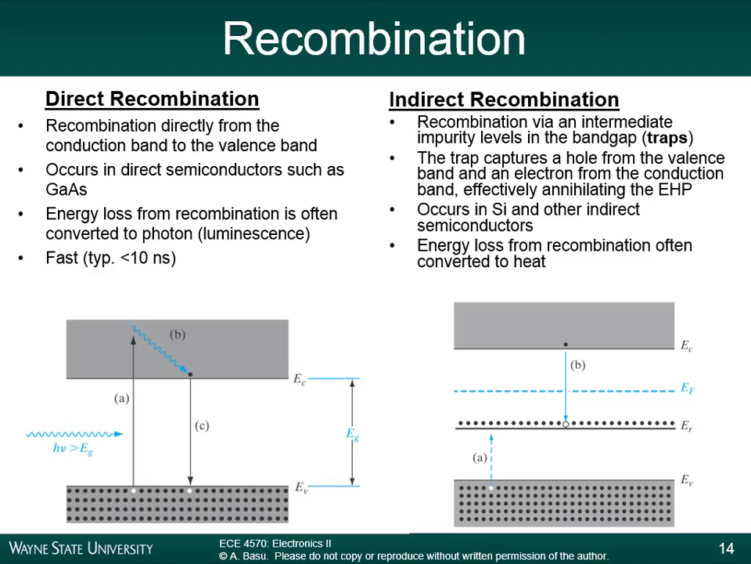This particular example is showing a trap level that's closer to the middle, in between EC and EV. But again, the main point here is that it occurs in 2 steps. An electron drops down from the trap level into the valence band, or in other words, a hole goes up from the valence band into the trap level, and then an electron comes down from the conduction band into the trap level. So it occurs in indirect semiconductors like silicon.